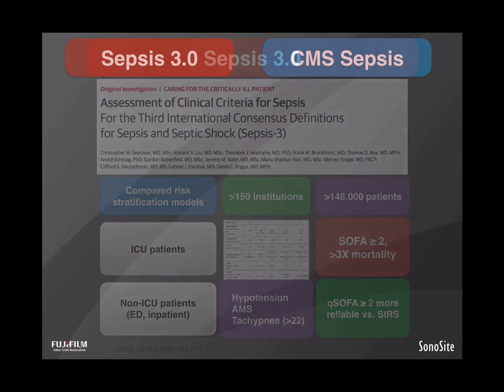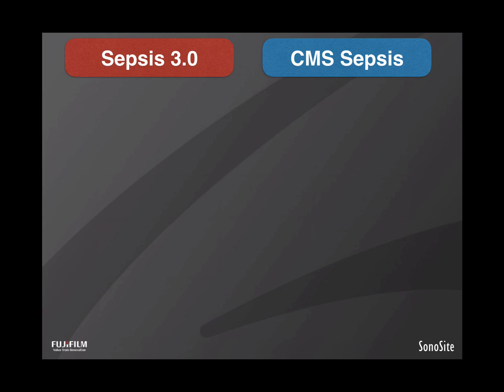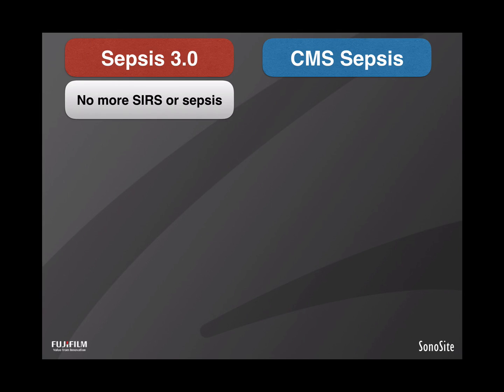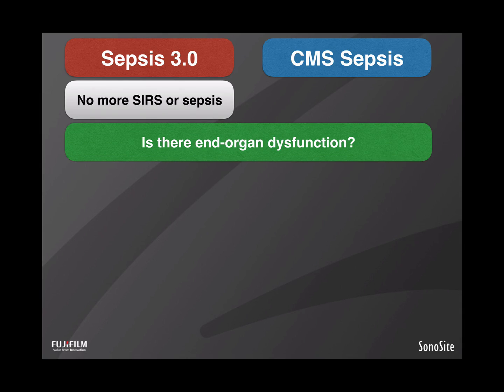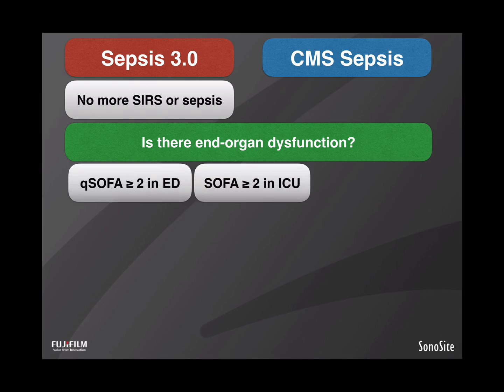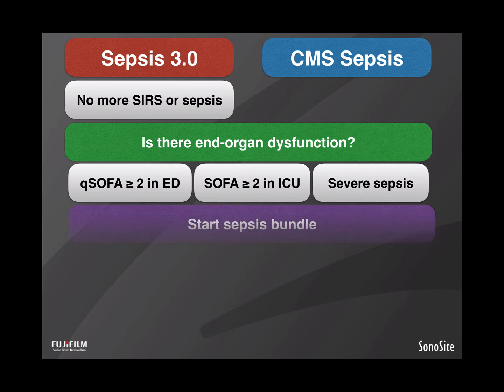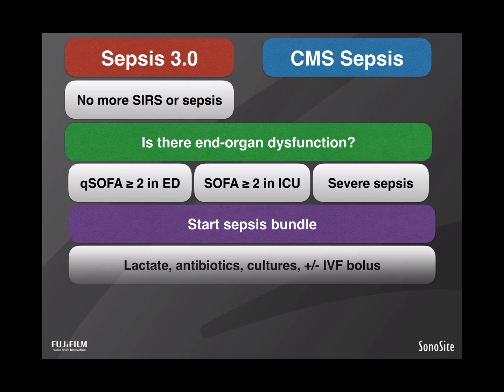So how do we put these concepts together? The Sepsis 3 definition eliminates the SIRS as well as sepsis definitions. And what both Sepsis 3.0 and the CMS Sepsis Bundle are concerned about is whether there's presence of end organ dysfunction. In the ED or ICU setting, you can use either the quick SOFA or the SOFA. And if you're talking about the CMS bundle, you can look for severe sepsis. And this is where the sepsis bundle is triggered, which means that we're responsible for these core measures.